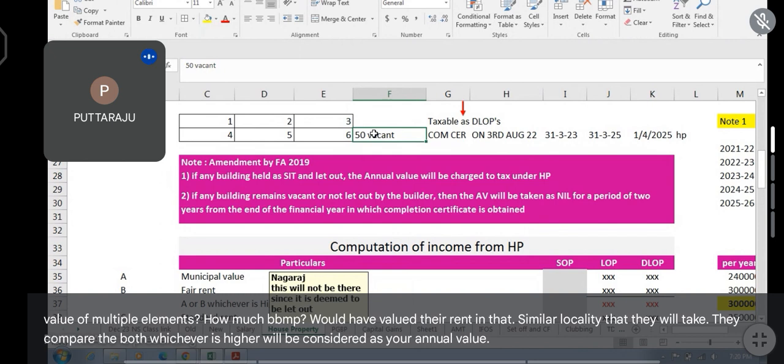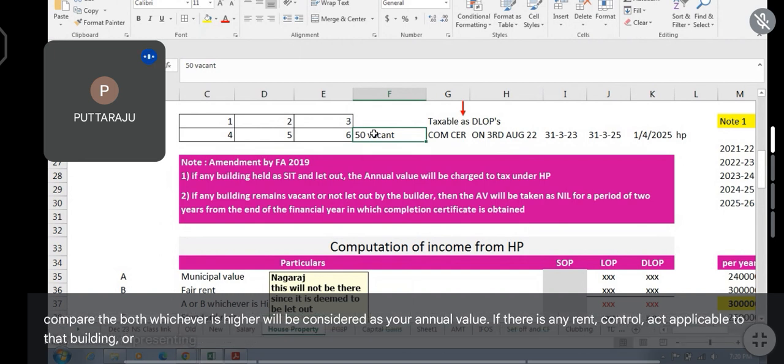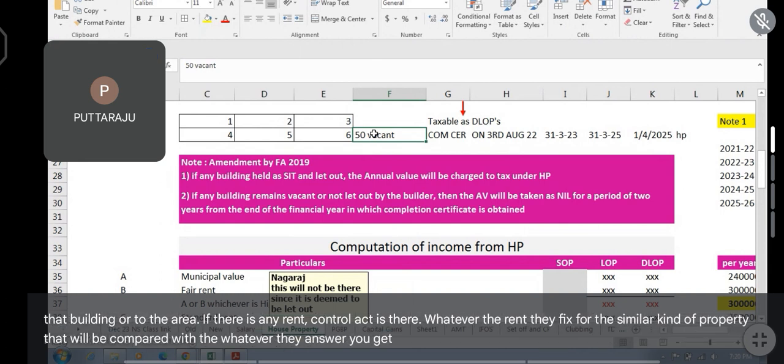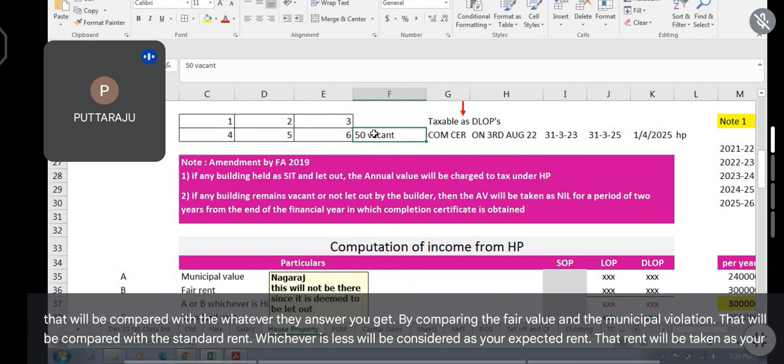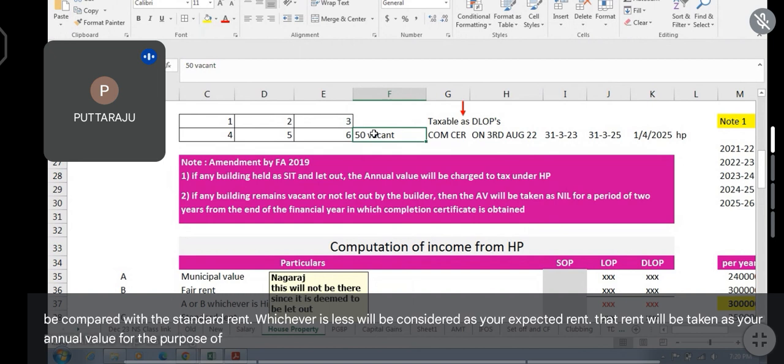If any rent control act is applicable to that building or that area, whatever rent is fixed for a similar kind of property, the standard rent, will be compared with the answer you get by comparing the fair value and the municipal valuation. Whichever is less will be considered as your expected rent. That rent will be taken as your annual value for the purpose of levying the tax.